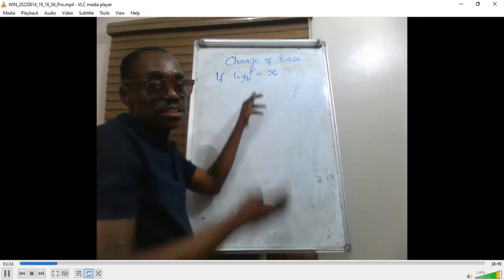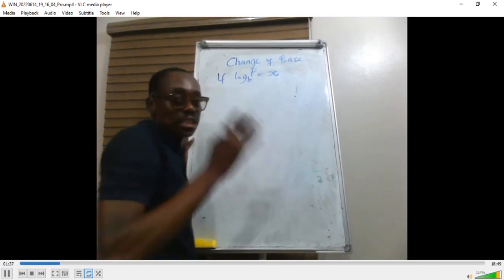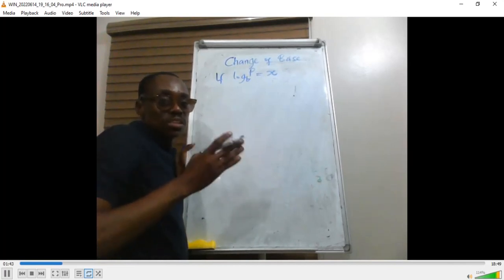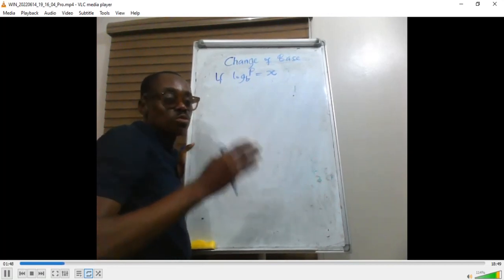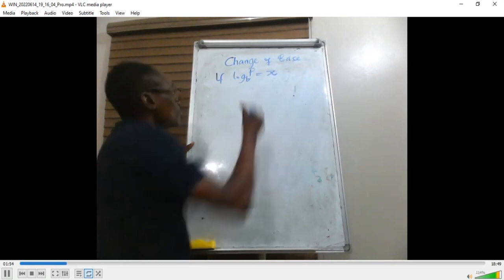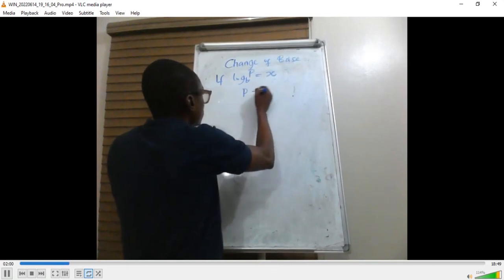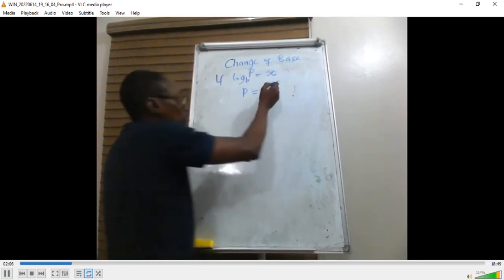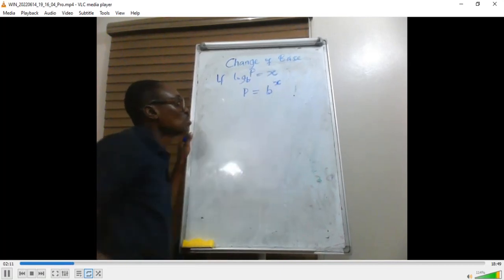Let's change this to the index form. So in the index form, which I explained in my previous video, in case you missed that tutorial, I would like you to go over it, where I actually show you how to go from the logarithmic form to the index form, and from the index form to the logarithmic form. So this is the logarithmic form. In the index form, this is going to be p is equals to b raised to power x. In the index form, the base still remains the same. Here in the logarithmic form, the base is b. In the index form, the base is still b.